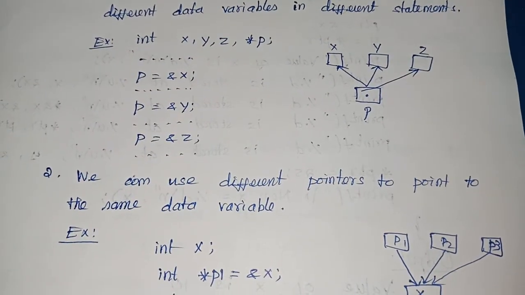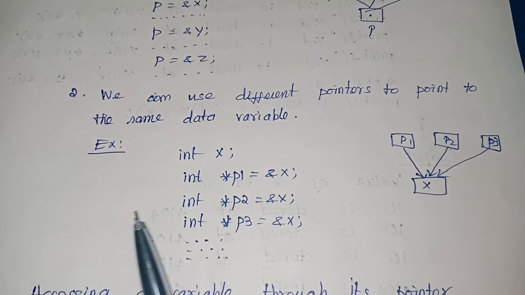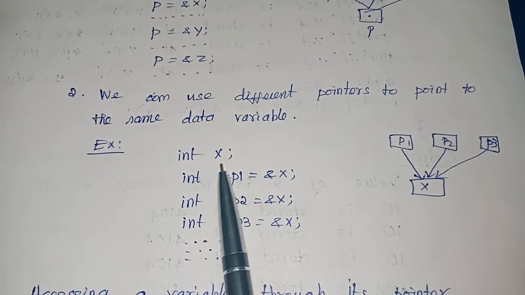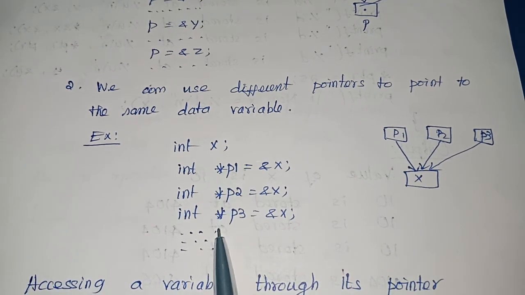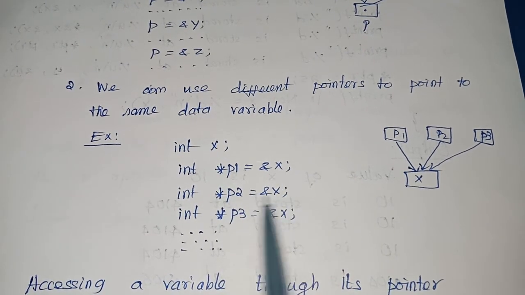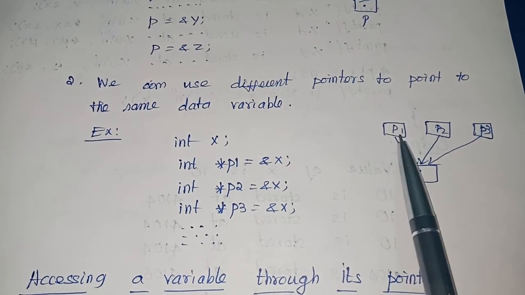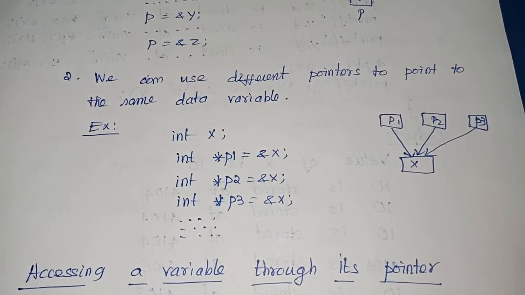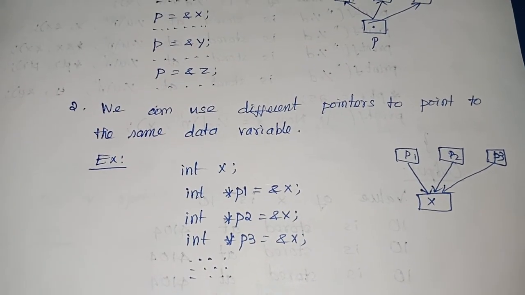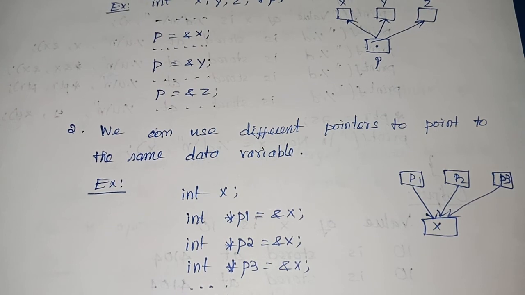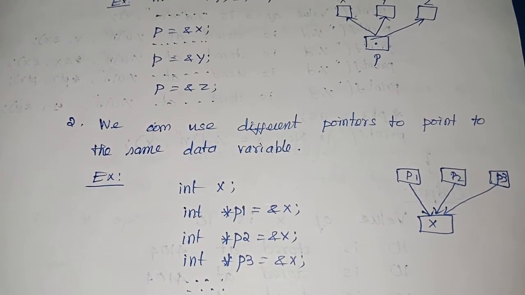That is also accepted. In the second note, I have an integer variable x, but I have 3 different pointer variables. All the 3 contain the address of x. That is also accepted. 3 different pointer variables can collect the address of the same x. So both of them are accepted. That's all about initialization. Next, we will see accessing a variable through its pointer.